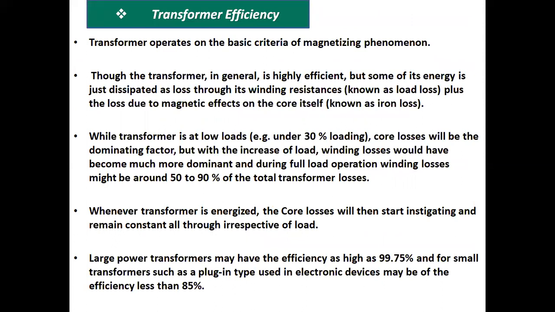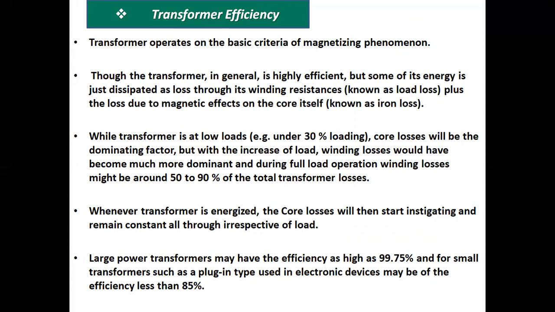Transformer efficiency. Transformer operates on the basic criteria of magnetic phenomenon. Though the transformer in general is highly efficient, some of its energy is dissipated as loss through its winding resistance, known as load loss, plus the loss due to magnetic effects on the core itself, known as iron loss. While transformer is at low loads, for example under 30% loading, core losses will be the dominating factor. But with the increase of load, winding losses become much more dominant, and during full load operation, winding losses might be around 50 to 90% of the total transformer losses.